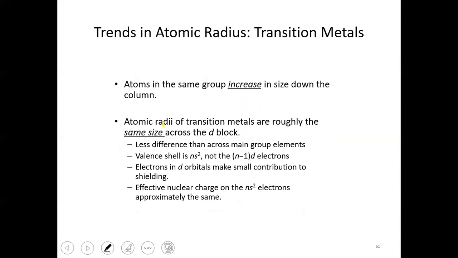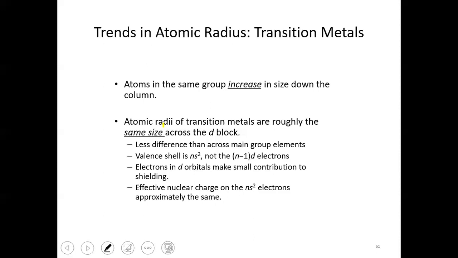Now, why are they roughly the same size across the d block? Well, the idea is that in this case, the actual valence shell, in other words, the electrons that are farthest from the nucleus, are in the s subshell of that level, not the d electrons. The d electrons, remember, their n value is one less, so they technically are not valence electrons. They're not the farthest from the nucleus. The question is, do they contribute to shielding?